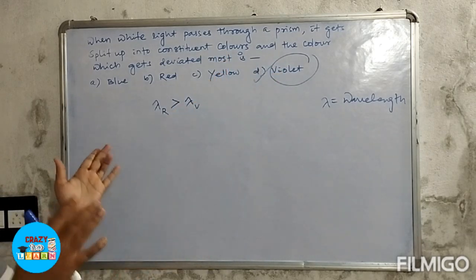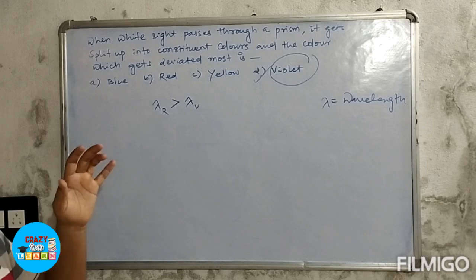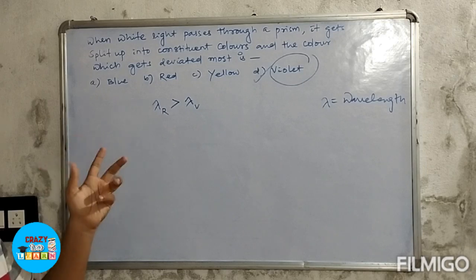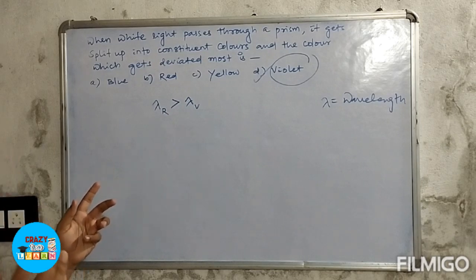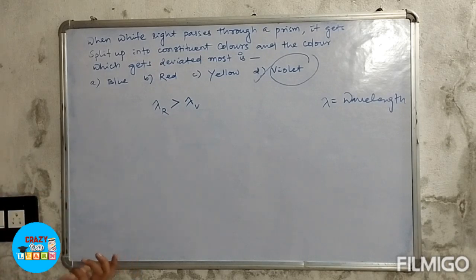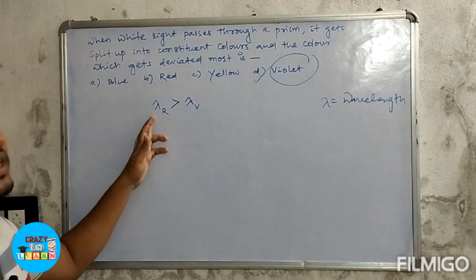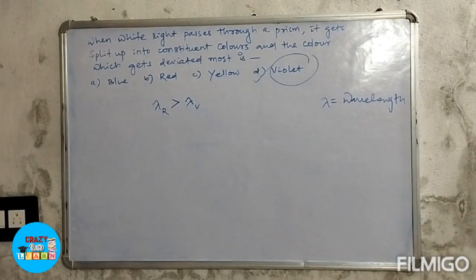If you compare red and violet, if you torch two red and violet lights and observe from a distance, you can observe the red light clearly but not the violet light. Why? Because the wavelength of the red is greater than that of a violet light. Lambda r is greater than lambda v.